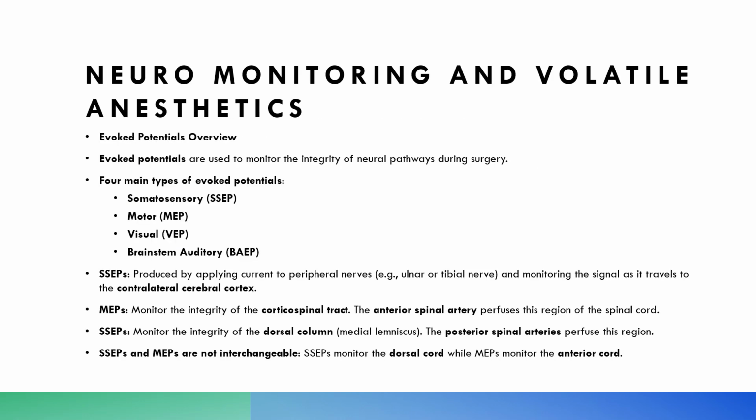So for everybody that's done a spine case, you have had a neuromonitoring tech that's monitored evoked potentials. Evoked potentials are going to be used to monitor the integrity of the neural pathways during surgery. There's four main types: somatosensory, or SSEPs; motor, which are MEPs; visual evoked potentials; and brain auditory, BAEPs. The SSEPs are produced by applying current to peripheral nerves, like the ulnar or tibial nerve, and monitoring the signal as it travels to the contralateral cerebral cortex.